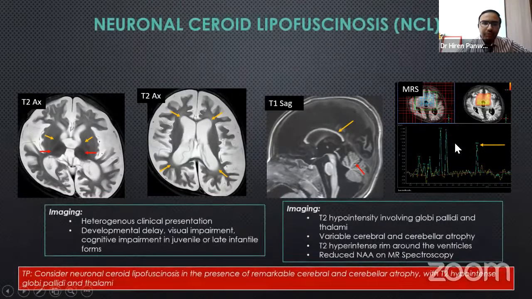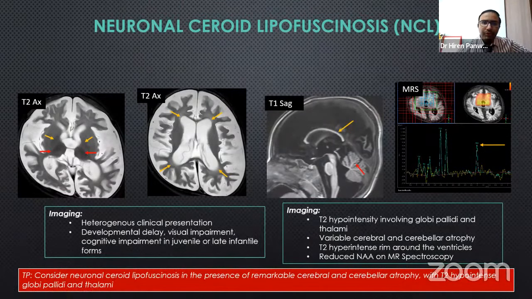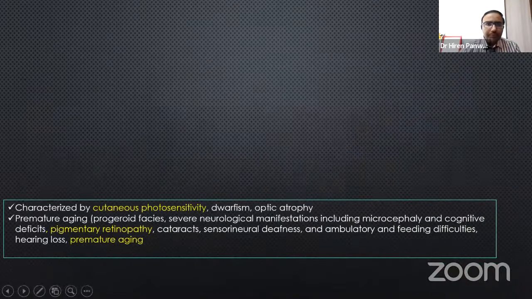So when you see this kind of group of findings, this is seen in the NCL. Clinically, this patient has heterogeneous clinical presentation, so this kind of imaging finding can aid value in diagnosing the condition. Other hallmark clinical findings are visual impairment and cognitive impairment. And when you see this kind of diffuse marked gray and white matter atrophy in cerebral hemisphere with cerebellar atrophy, with this kind of T2 hypointense GP and thalami, always think of NCL as one of the possibilities.